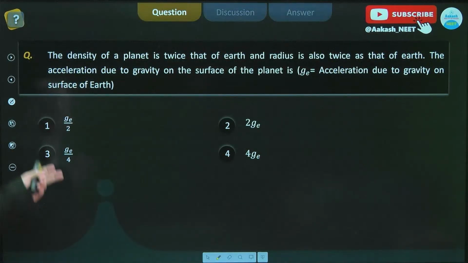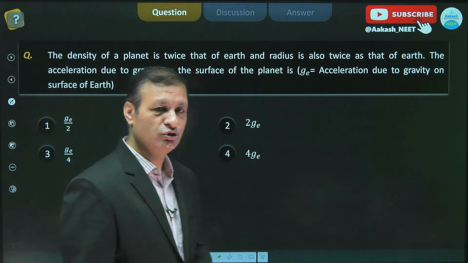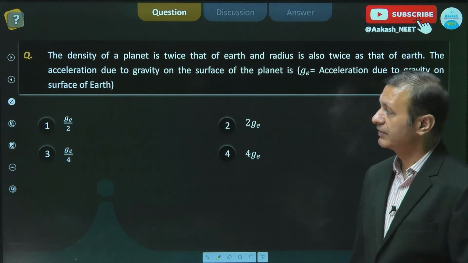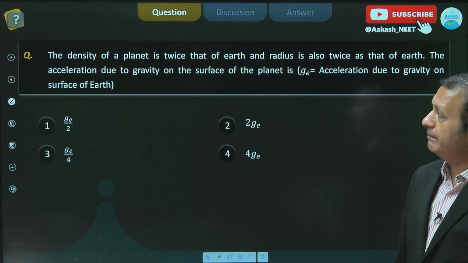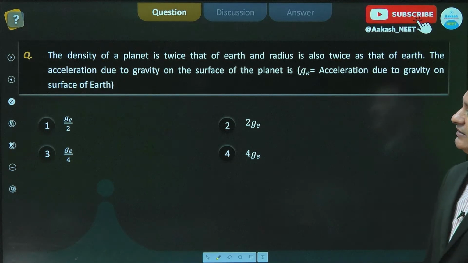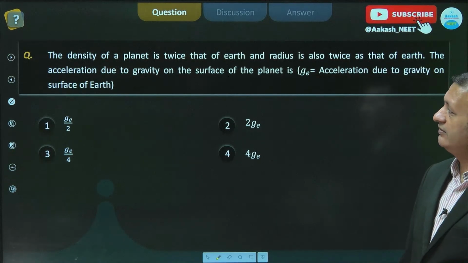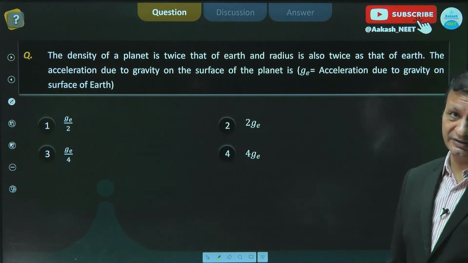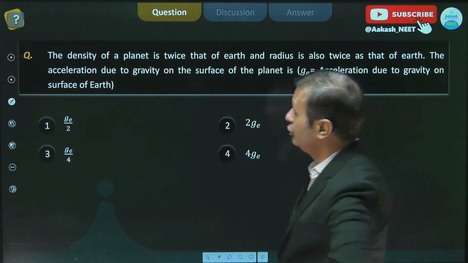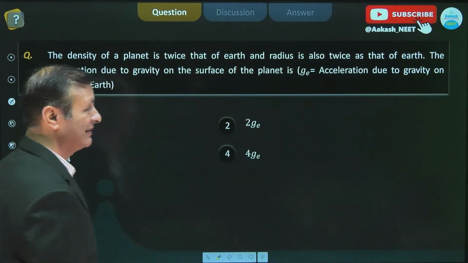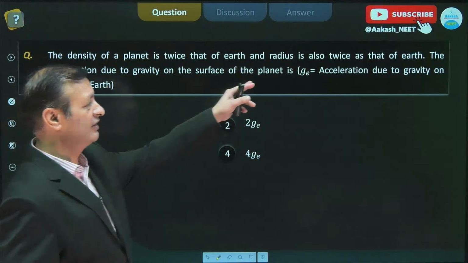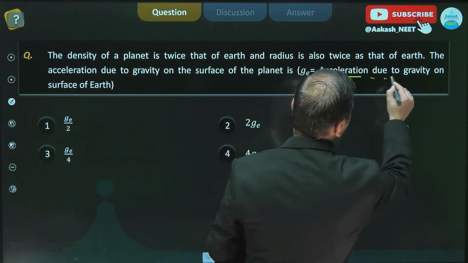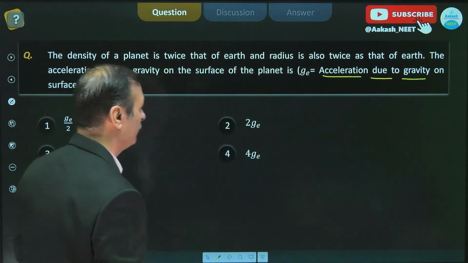numerical now? Yes. So the next numerical is based on this acceleration due to gravity. It says the density of a planet is twice that of Earth and radius is also twice as that of Earth. The acceleration due to gravity on the surface of the planet is, and you have to get the answer in terms of GE, which is acceleration due to gravity on surface of Earth.